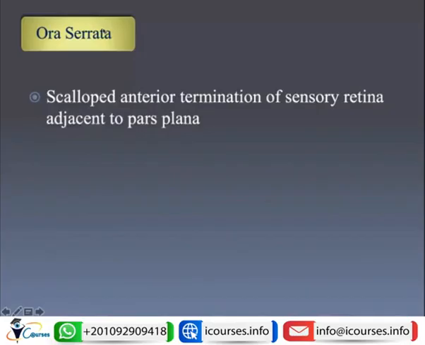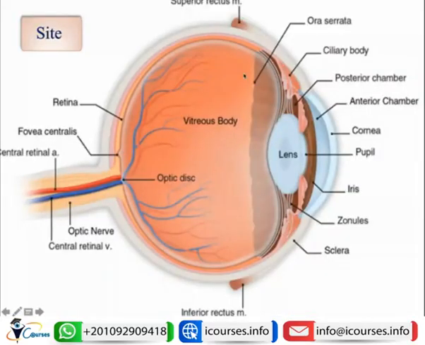So what is the ora serrata? We have been using this term since the previous lecture, and now we come to know what is the ora serrata and what is its anatomical description. Basically, the ora serrata is just the termination of the retina. It is not in a straight line, but it is a scalloped line. So it is a scalloped anterior termination of the sensory retina just adjacent to the pars plana.